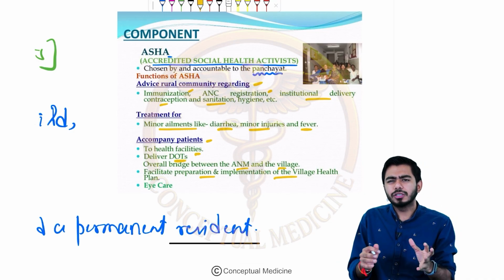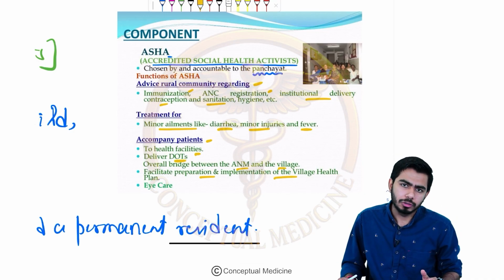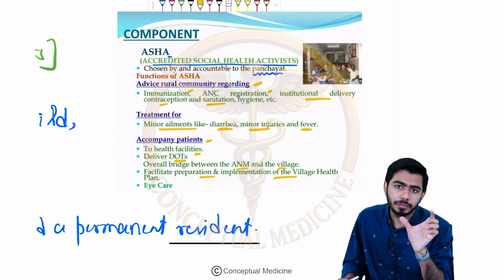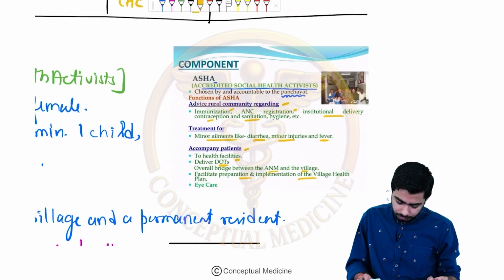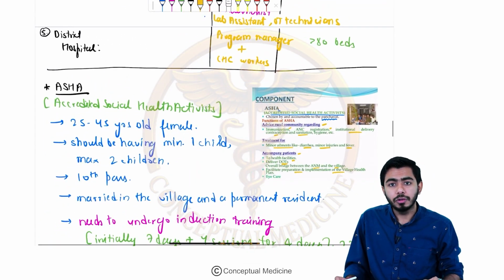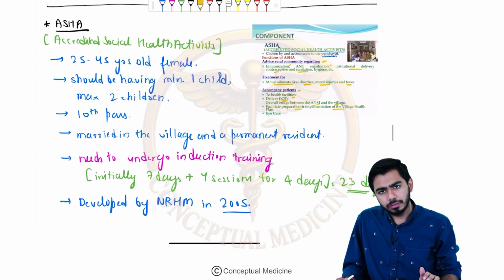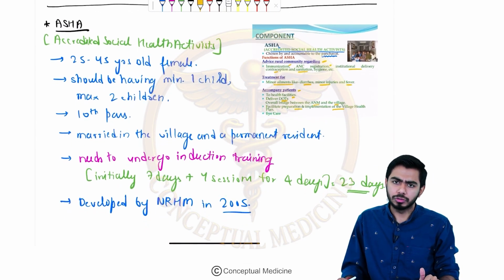So these are all the features and functions of the ASHA worker, right? So the ASHA worker is a very important component of our healthcare system, right? So that is very important over there. It was a kind of successful mission by the government side. It was developed by the National Rural Health Mission in the year 2005.